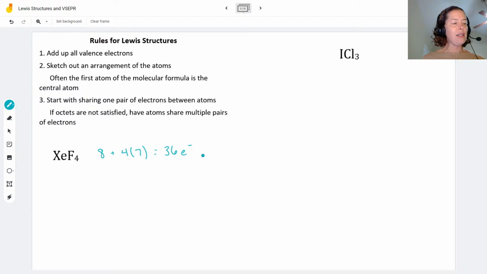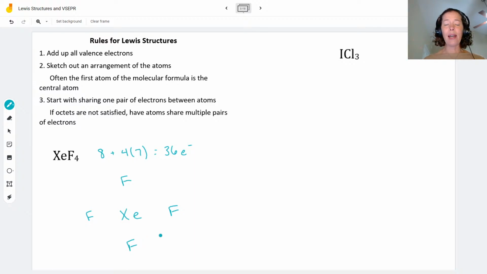Step 2 is I'm going to sketch out my arrangement of atoms. So I want to identify my central atom. Xenon is written first, and there's only 1 xenon atom, so I'm going to guess that that is my central atom. I'm going to put xenon here. And again, I'm just going to put my 4 fluorine atoms around like so. Okay, so that is step 2.